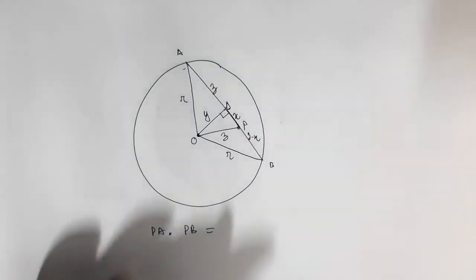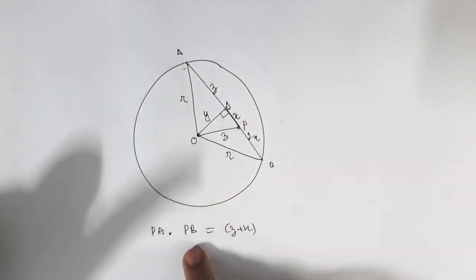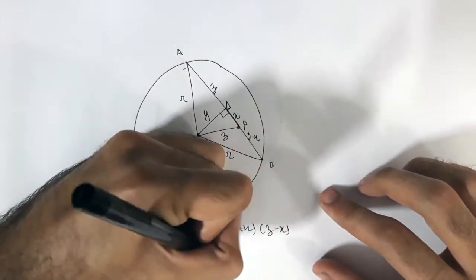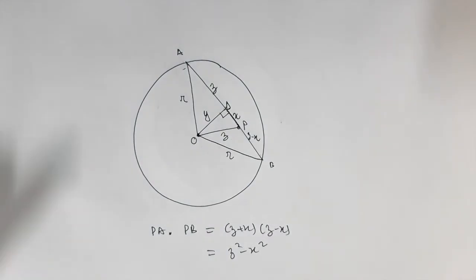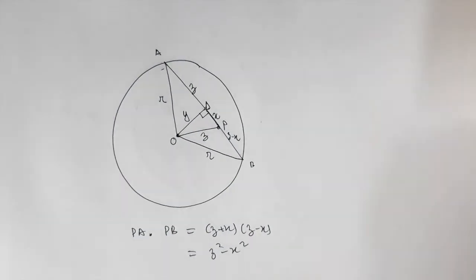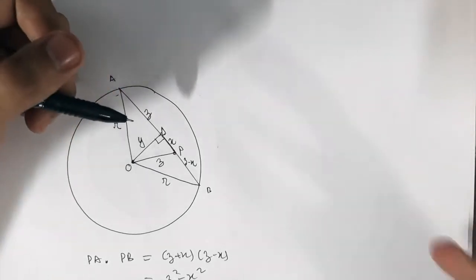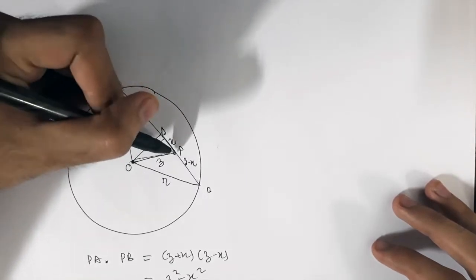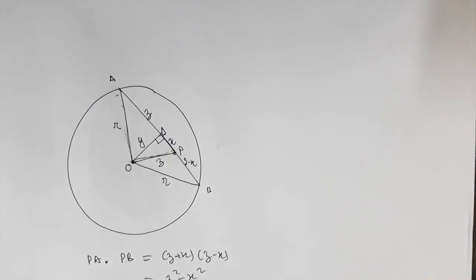So let's see what we can do here. PA is Z plus X and PB here is Z minus X. So what is this equal to? Z square minus X square, right? Now let's see what Z square minus X square is equal to in terms of maybe what we know when we have a circle. We know OP and we know R. In the previous page we discussed OP square minus R square.